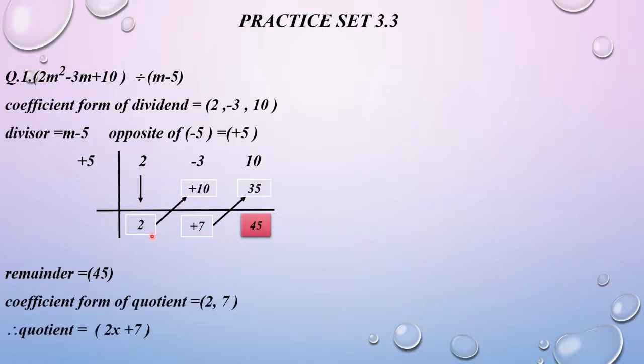Now the previous two terms will be the coefficient form of the quotient. So remainder is 45. Coefficient form of quotient is 2 and 7. Therefore, the quotient will be 2x plus 7.